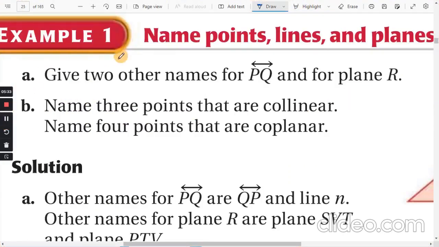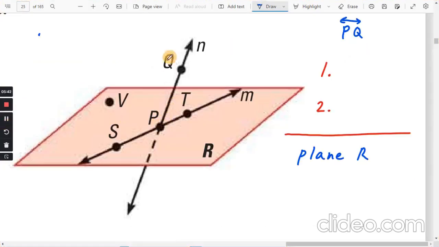Example 1, give two other names for line PQ and for plane R. Let's take a look. All right, here's point P, here's point Q. So this right here is line PQ. Okay, remember we said the order of the letters doesn't matter. So instead of PQ, we can also write QP with the line symbol on top. The other way is to use the one lowercase letter, which is right here. Okay, so we can also say line N.